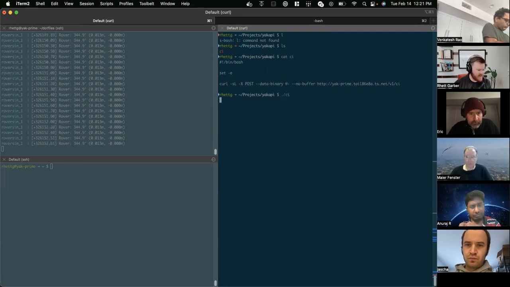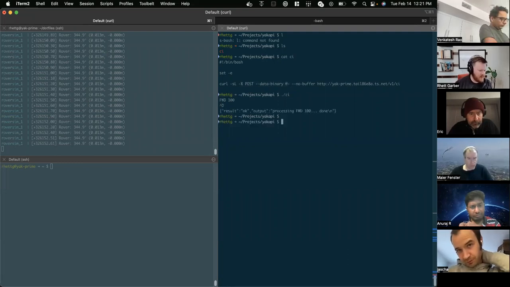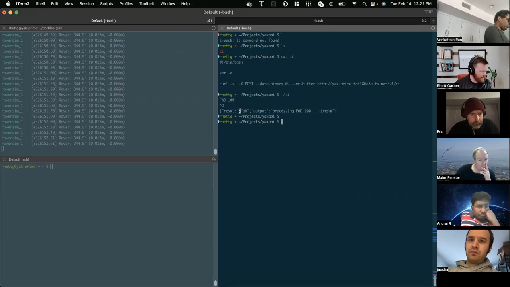So if I run CI, it just sits here at this command prompt. I said, I want to go forward 100, and I hit, this is nice and esoteric, Control D to end the input, and then it runs it. So processing done. Apparently it ran this command.